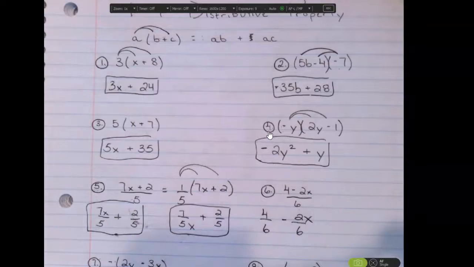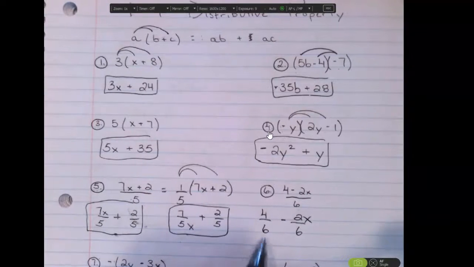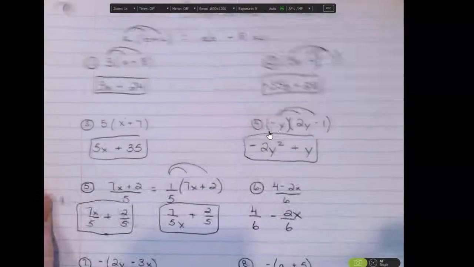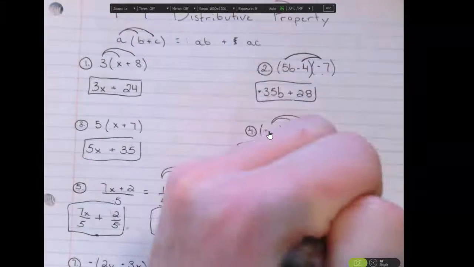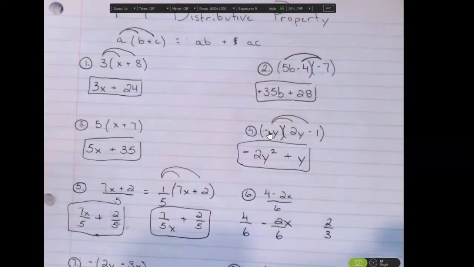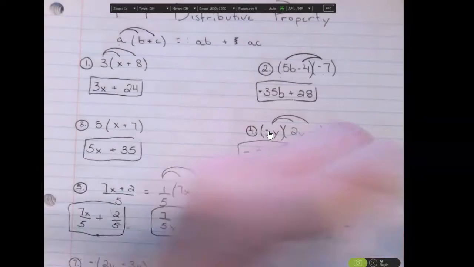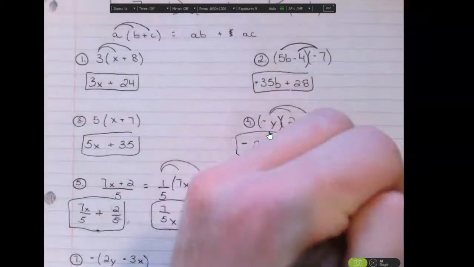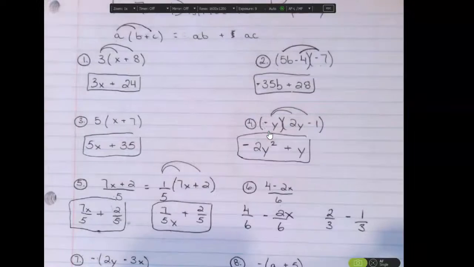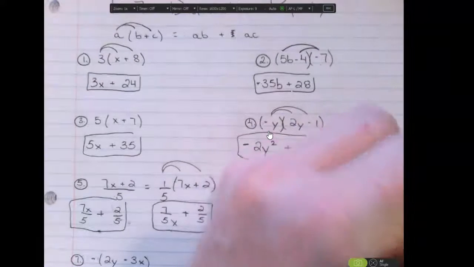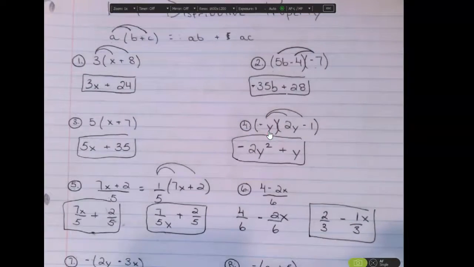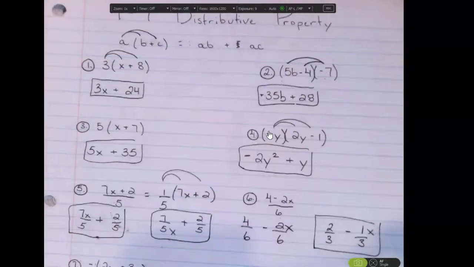With this problem, last step, just go through and simplify. So 4/6, I know that I can simplify down into 2/3 minus 2/6. That simplifies into 1/3. And don't forget about your x. There you have it. 2/3 minus 1/3 x.